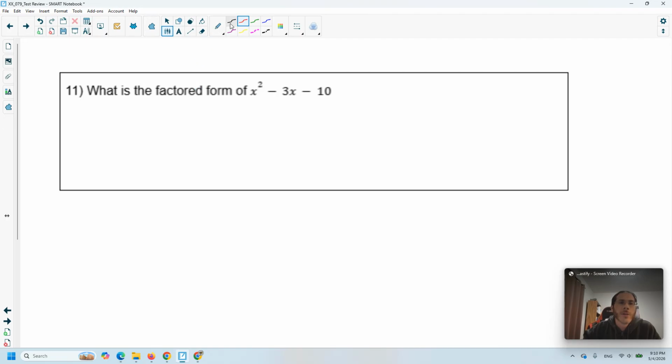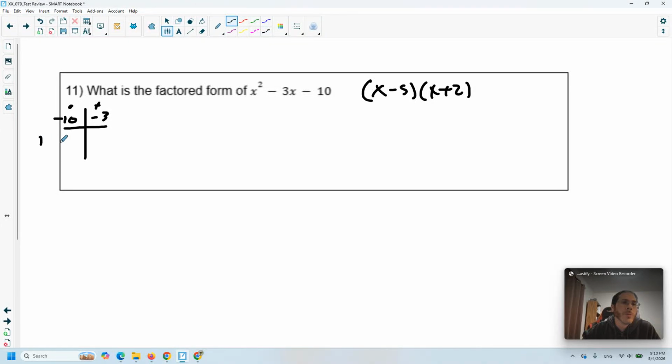All right, for 11, we have to factor. So it says, what is the factored form of x squared minus 3x minus 10? If you've got division at this point, x minus 5, x plus 2, and then you're set. What are we doing? So remember, this is where we had the little chart where we wanted to say, all right, we need to find things that multiply to negative 10 and then add up to negative 3.